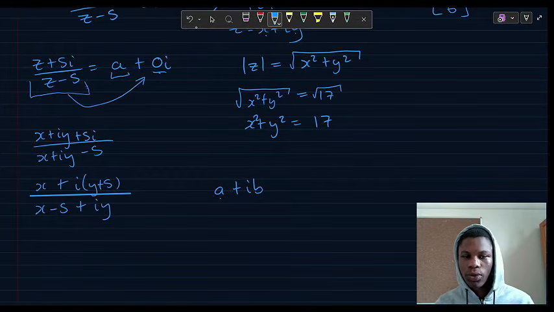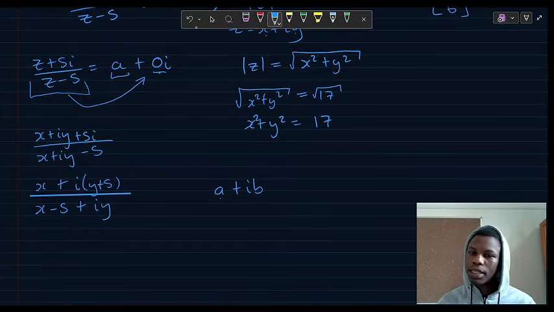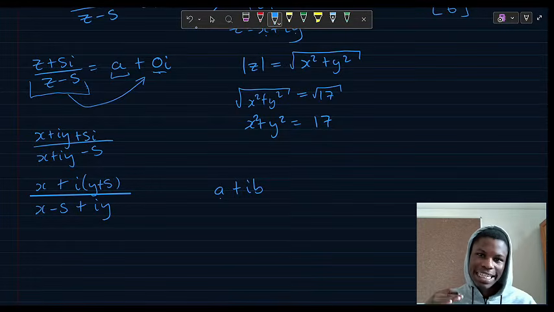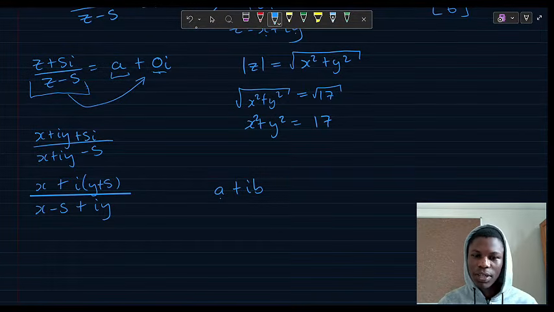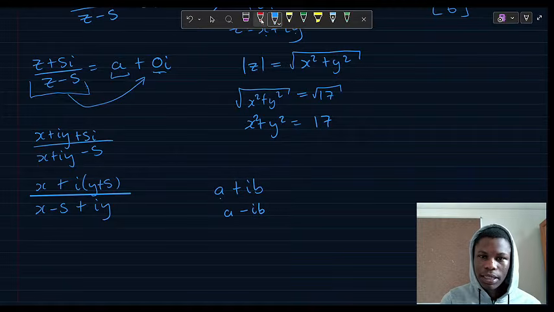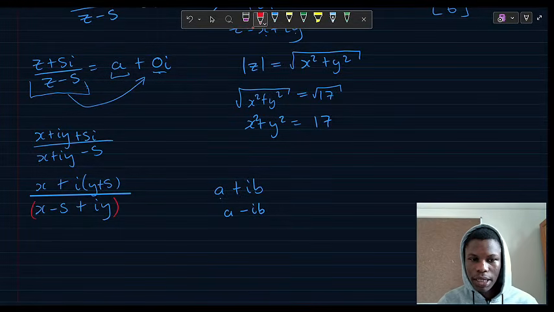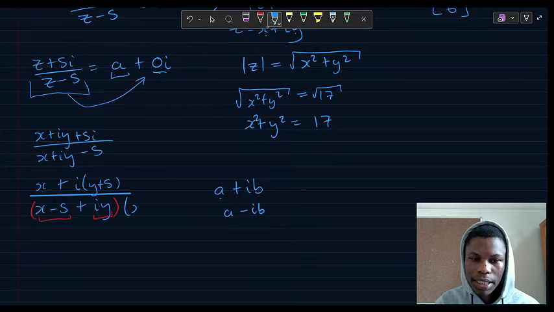So this is just the idea of dividing two complex numbers. If you're dividing two complex numbers, you have to multiply both the numerator and the denominator by the complex conjugate of your denominator, right? So the complex conjugate, if you've got a plus ib, your complex conjugate is a minus ib. So in our case, we want the complex conjugate of our denominator. So this is the real part, this is the imaginary part. So you have to change that sign there. So it has to be times x minus 5 minus, that becomes the conjugate.